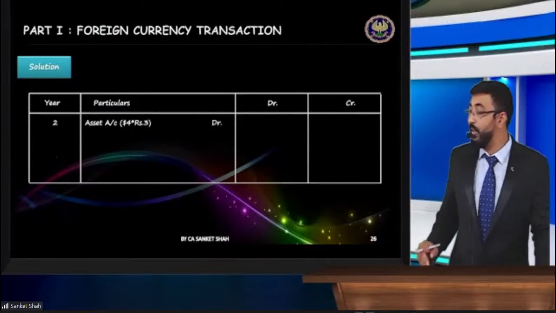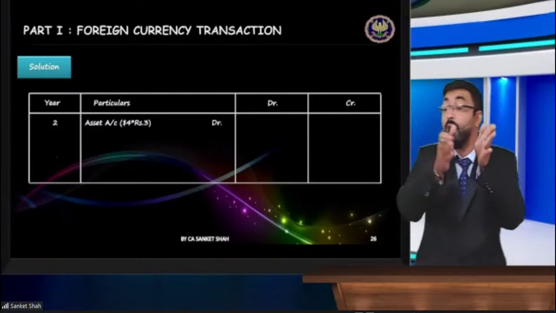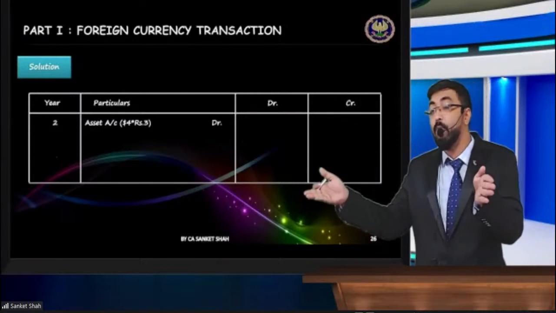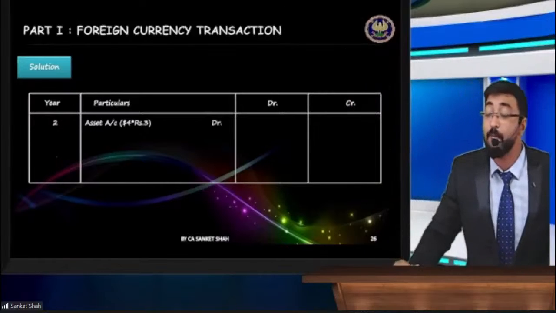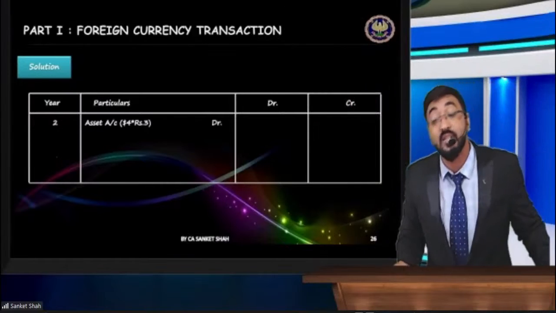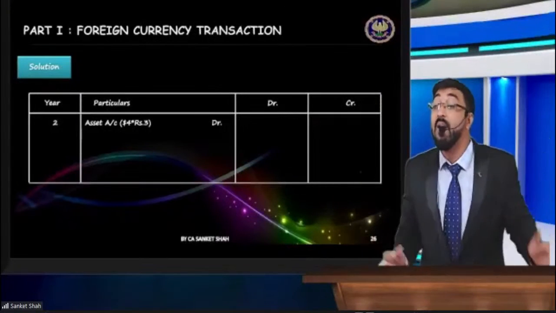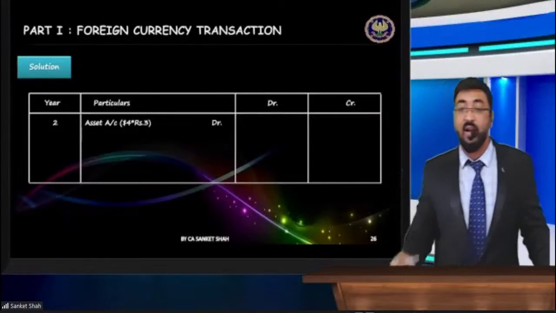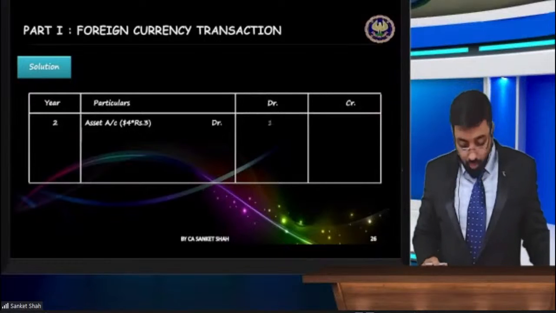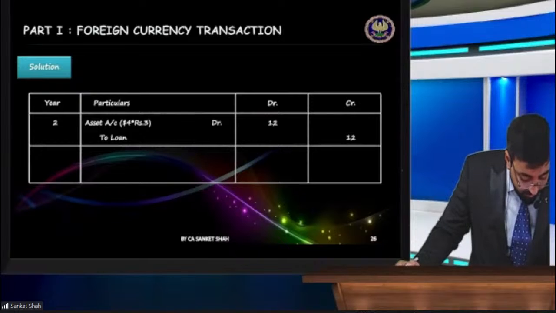So asset account debit. What is the rate in the second year, beta? 58 means your original rate 50. Now it's changed to 58, and this difference is adjusted. Again, it is a loss because your original rate 50 and now it is 58, means it's again exchange loss, and that exchange loss is added to your asset account. So asset account debit to loan account. Very good, beta.